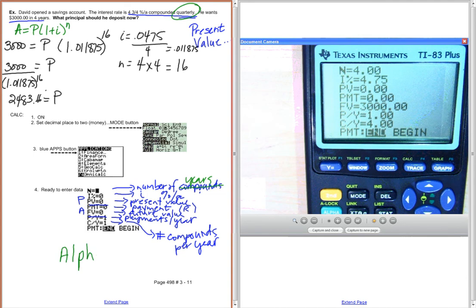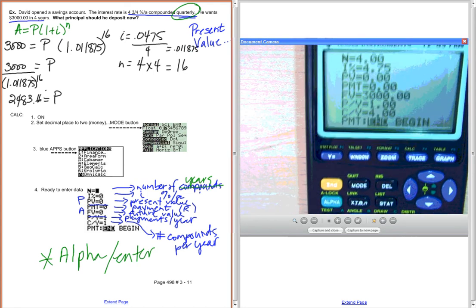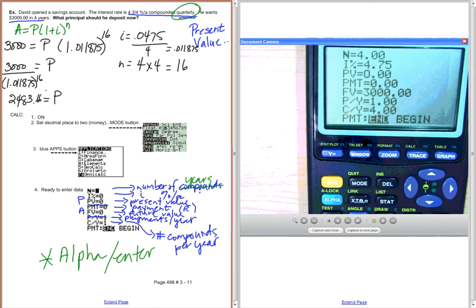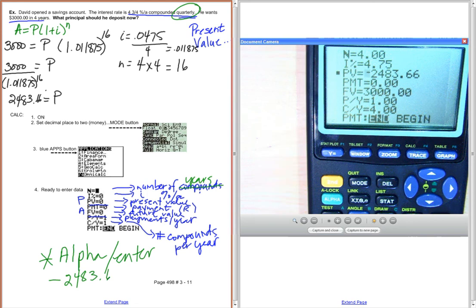To get the calculator to give you a value somewhere, you scroll to that place and hit alpha, which is a green button, then enter. So I'm going to this button right here, alpha, and then hit enter, and you get 2483.66. Notice that it is negative. That means that money comes out of your pocket. The 3,000 is positive. That's what you get. That's a good thing. The negative is out of your pocket. Our answer is 2483.66. And it is the same answer as we got by hand.